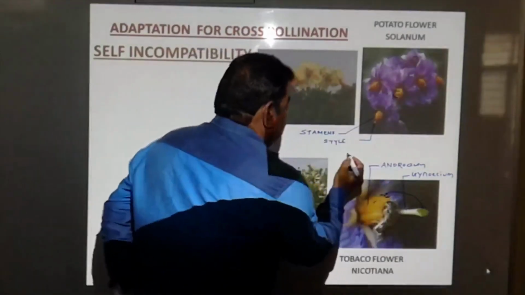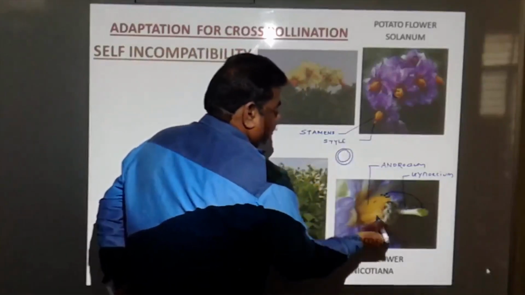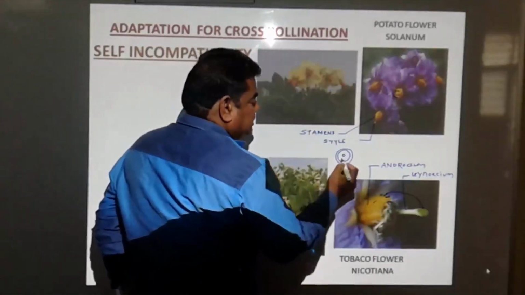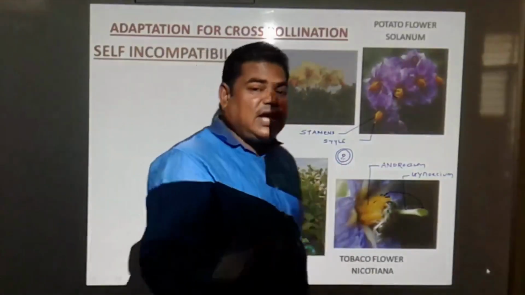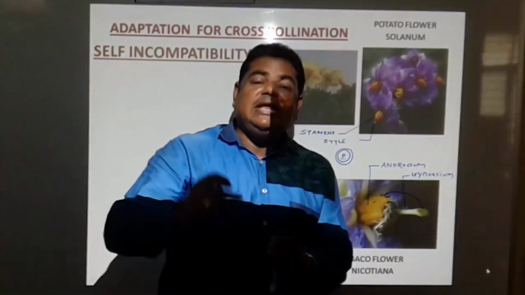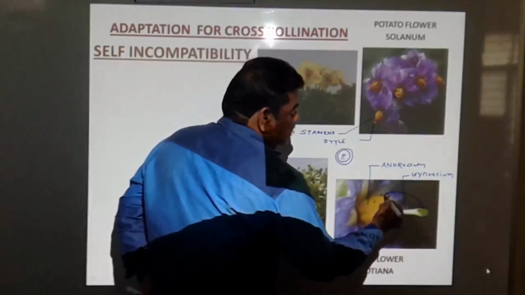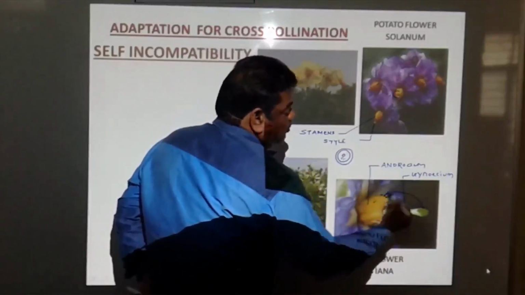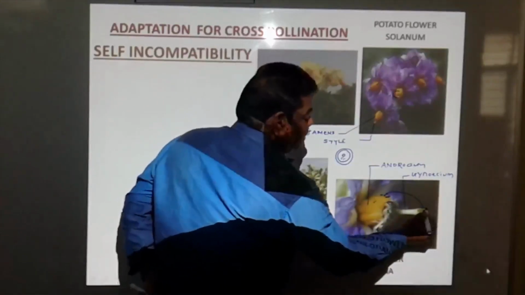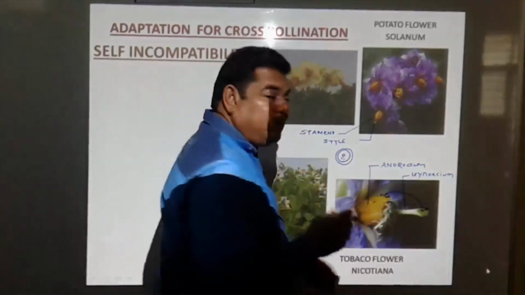But in the pollen grains of the potato flower as well as the tobacco flower, some factors are present in the cytoplasm. Those factors are responsible for self-incompatibility. It means this pollen grain, no doubt, is transferred from the anther lobe to the receptive stigma of the same flower, but it does not germinate here. Due to these factors we call it a self-incompatible factor.